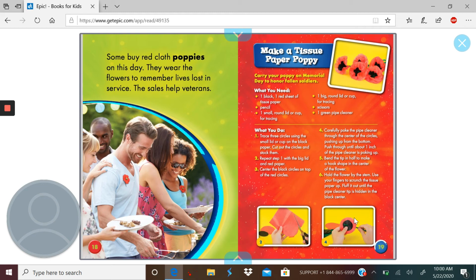So over here on the right, they give you directions on how to make these flowers out of paper tissue, or tissue paper. So you can pause the video and look at that. And if you want to make some poppies for Monday, you can, because you may have someone in your family who served in the military who may have sacrificed their lives for our country. And maybe you want to make these tissue paper poppies to honor them.